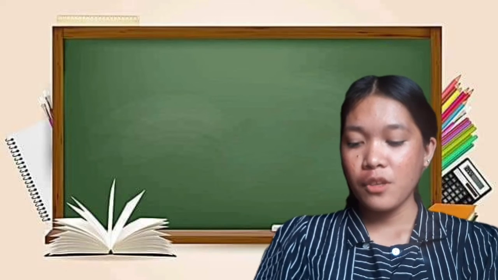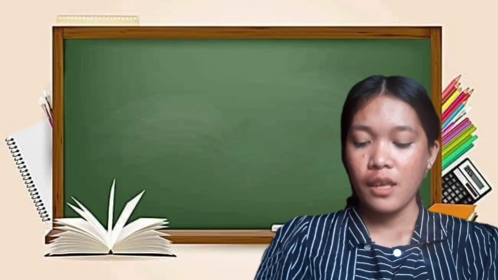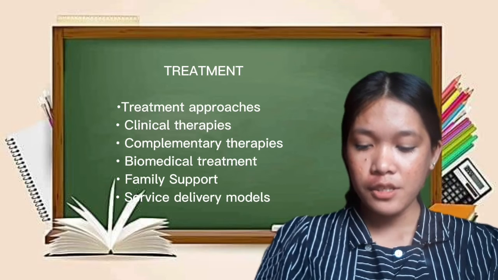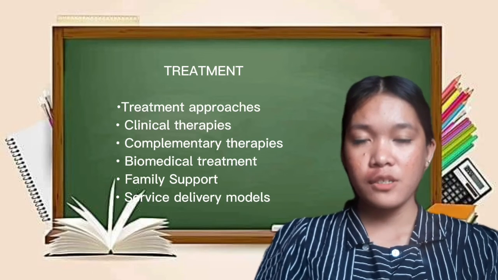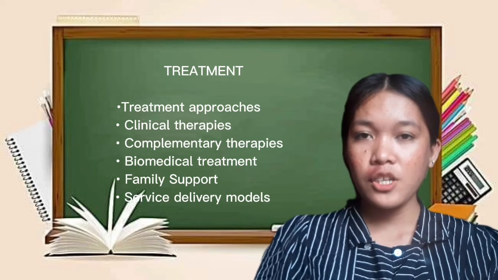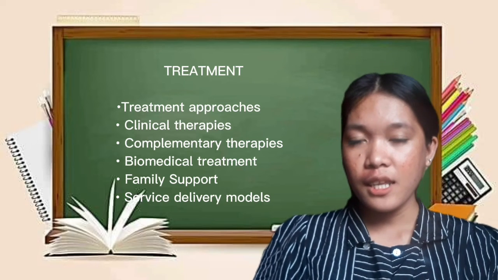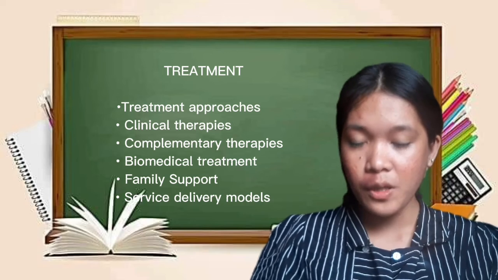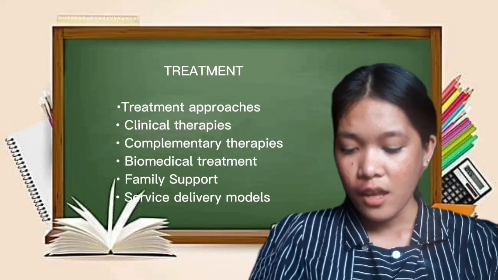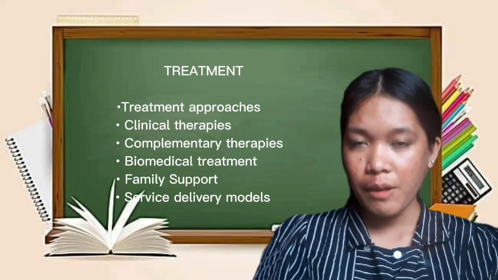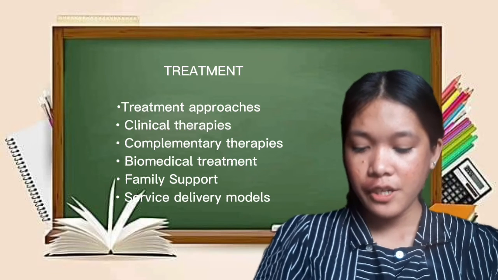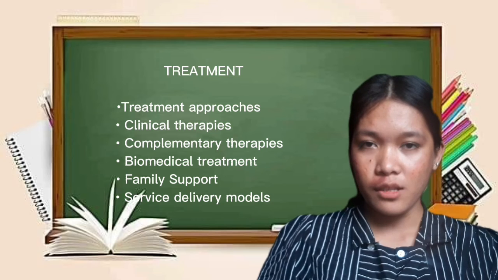If we have symptoms, there is also treatment. Treatment for developmental disorders. Treatment approaches, for example, medication, counseling, and education services. Clinical therapies, for example, behavior therapy. Complementary therapies, biomedical treatment, family support, and service delivery models.